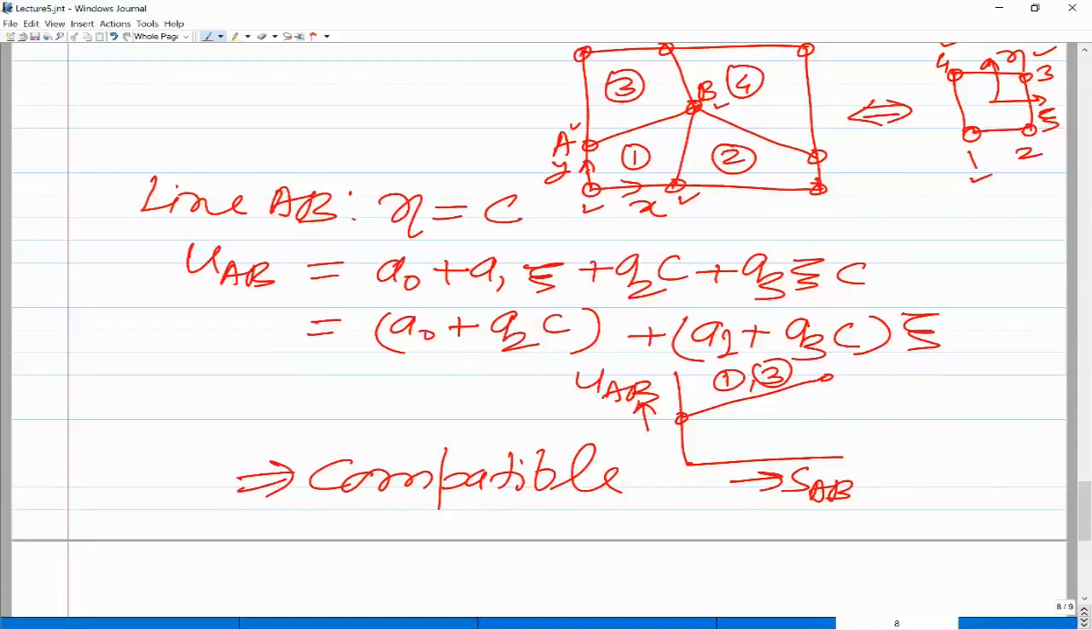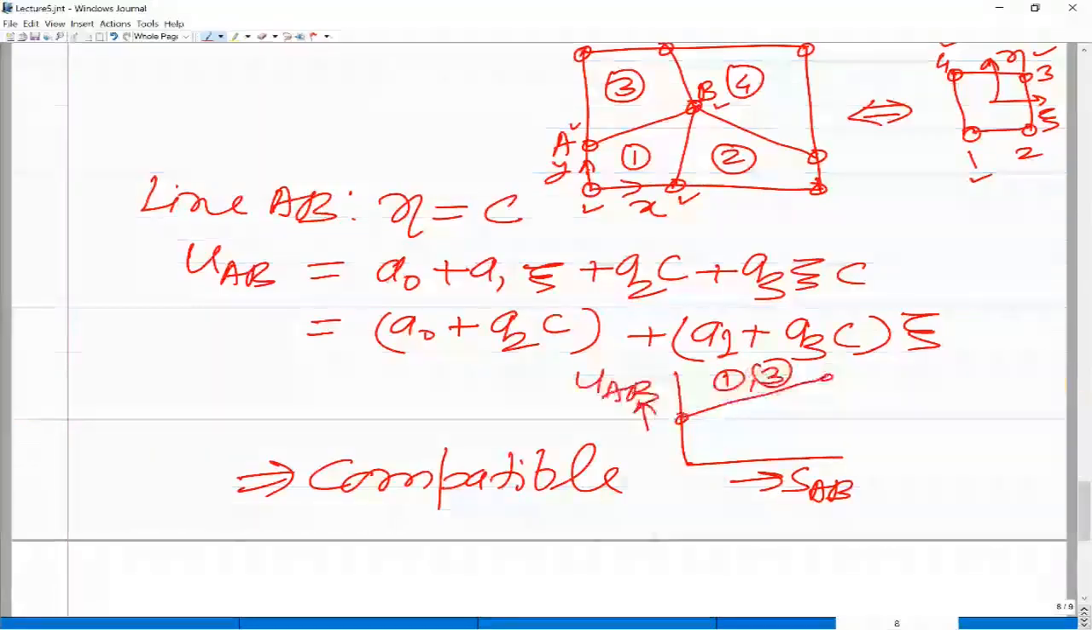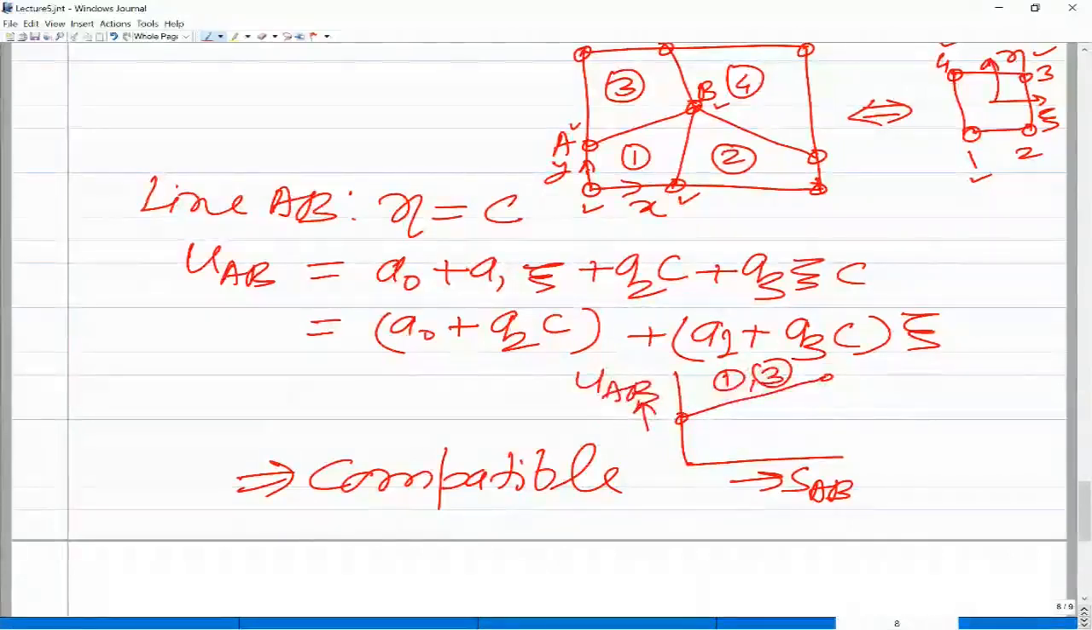Okay, but suppose we take any arbitrary mapping, and we keep the sides of the element parallel to the coordinate axis. In that case also the element will be compatible, right? Yes, that's correct. So we can do that also.